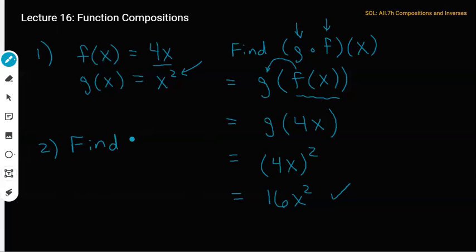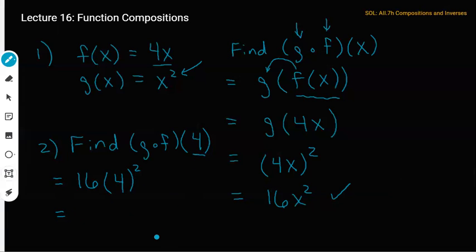Number 2 asked me to find g of f, which we just found, right? But instead of evaluating it at x, I'm going to evaluate it at positive 4. So what this means is I have to take the function that I just found and replace the x on it with a 4. So I'm going to keep that 16x squared the same, but instead of an x, I'm going to replace that with a 4. The 16 stays the same. The exponent of 2 is going to stay the same. The only thing that changes is the x, because I'm replacing that x with a 4.